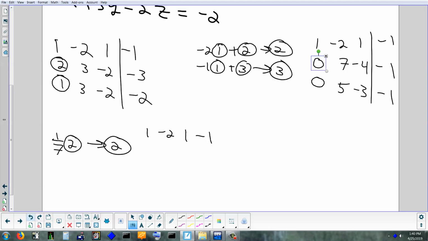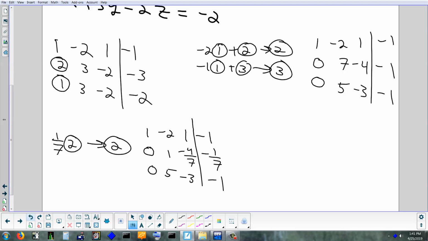Now, what's 0 times 1/7? 0. What's 7 times 1/7? 1. What's -4 times 1/7? Alright, that's kind of annoying, but we'll deal with that. And what's -1 times 1/7? -1/7. Right. And the last row, we just copy it over. 0, 5, -3, -1. Okay.